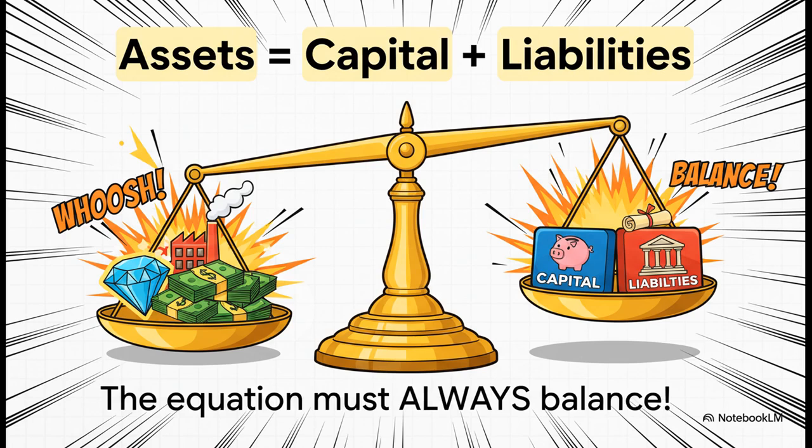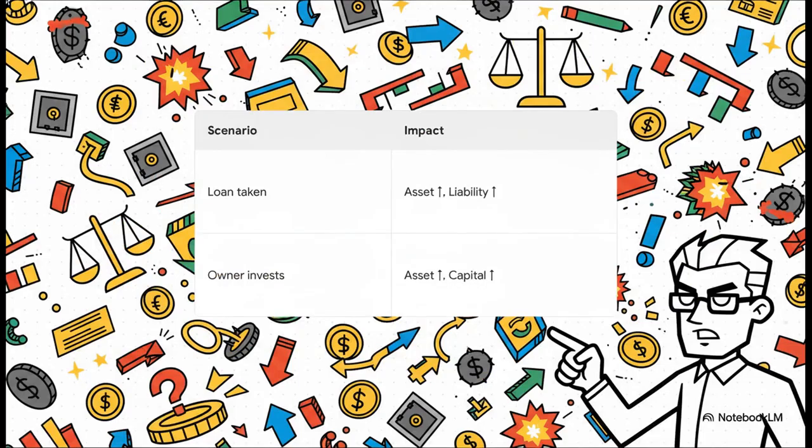Think about the core logic for a second. Your business has resources, which are your assets. But those resources didn't just magically appear out of thin air, right? They had to be funded by someone. They're either funded by the owner, which gives us capital, or they're funded by outsiders, which gives us our liabilities. You might also see it flipped around a bit. Assets minus liabilities equals capital. Same exact logic. Let's step right into the examiner's minefield. Literally every single transaction impacts this equation, and the scales must always stay perfectly balanced.